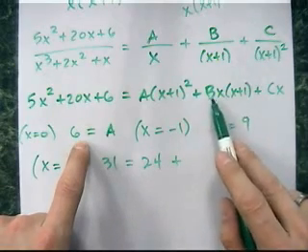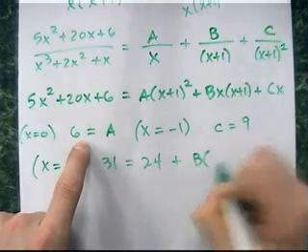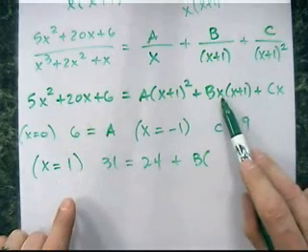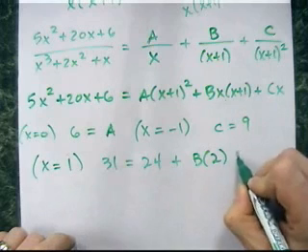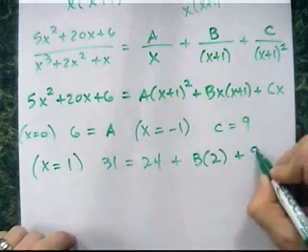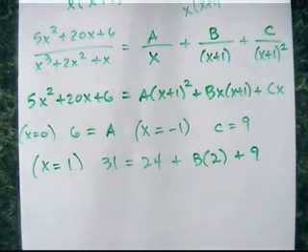Plus bx. I don't know what b is, so I'm going to leave b alone. B times, I know I'm plugging in a 1 for x, so this is going to be times 2, looks like. And then plus c, that I know c is 9, times x, and x was 1 on this one. So now I can solve for b.